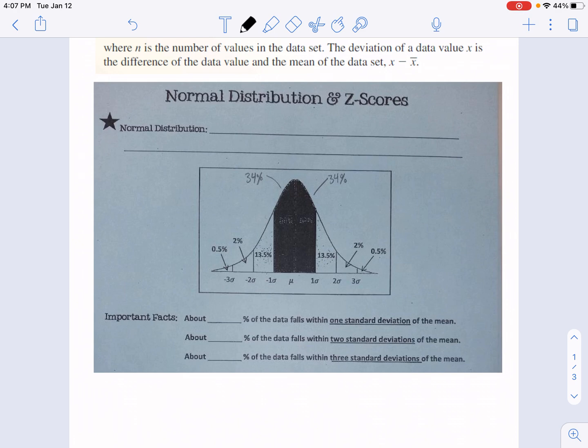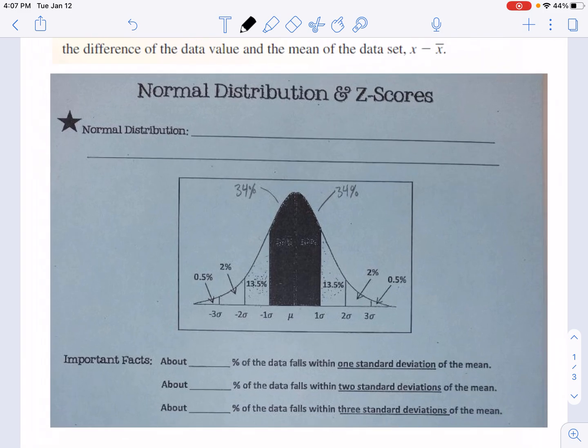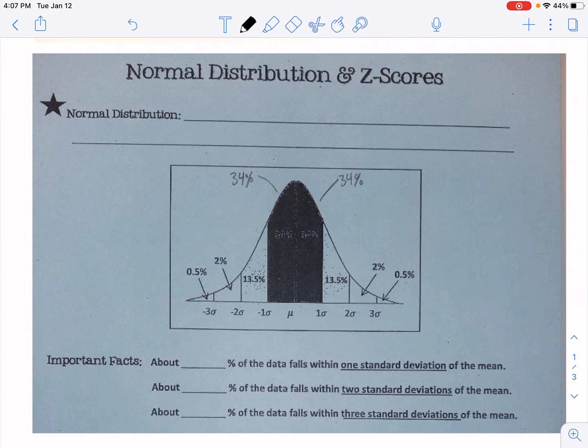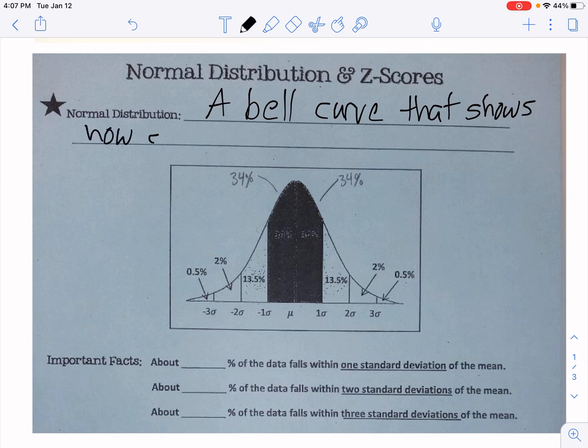Now, a normal distribution we talked about before looks like a bell curve, and we don't have anything skewed to the right or skewed to the left. A specific way we can define this: it's a bell curve that shows how data is distributed from the mean.